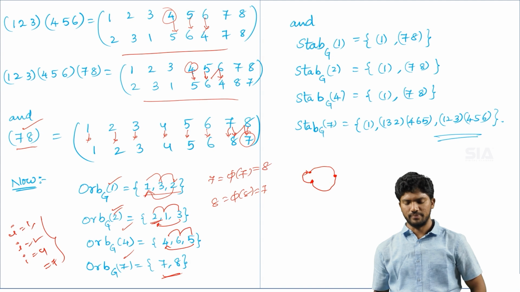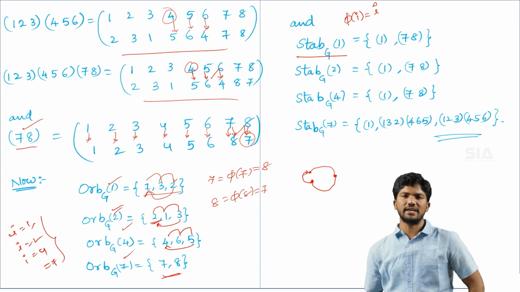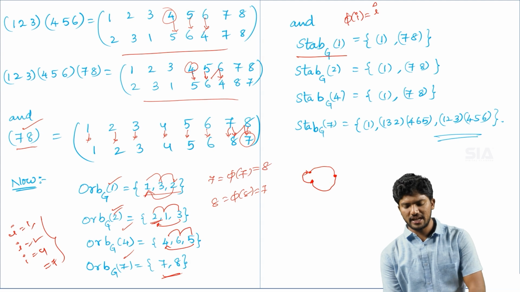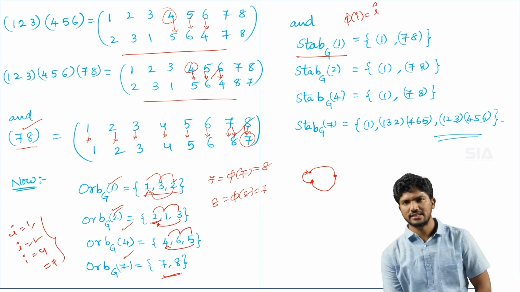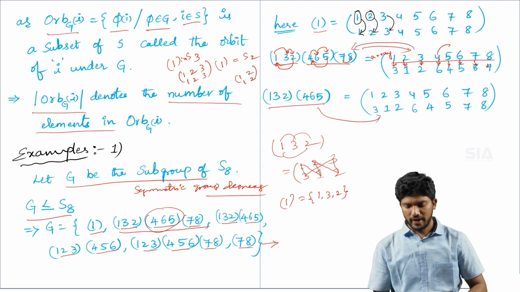And now the stabilizer. According to the definition of the stabilizer, pi of i is equal to i. First of all, I am finding the stabilizer of 1. 1 is an element of S. For that one, I am going to find out the stabilizer. So the stabilizer of 1 we can find.